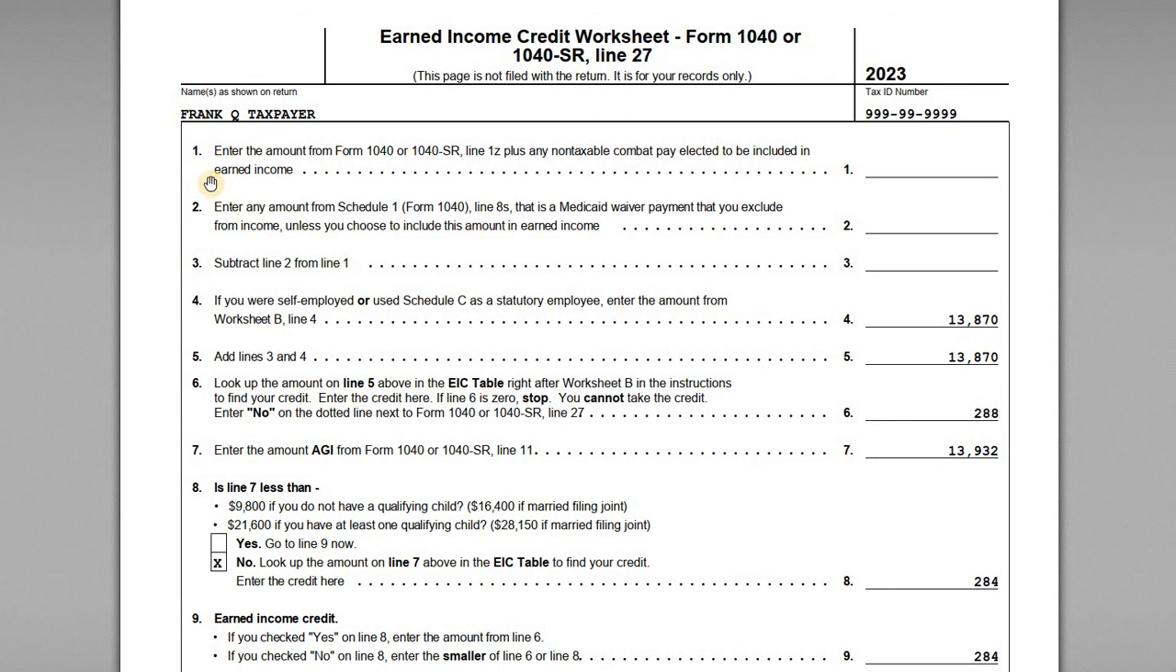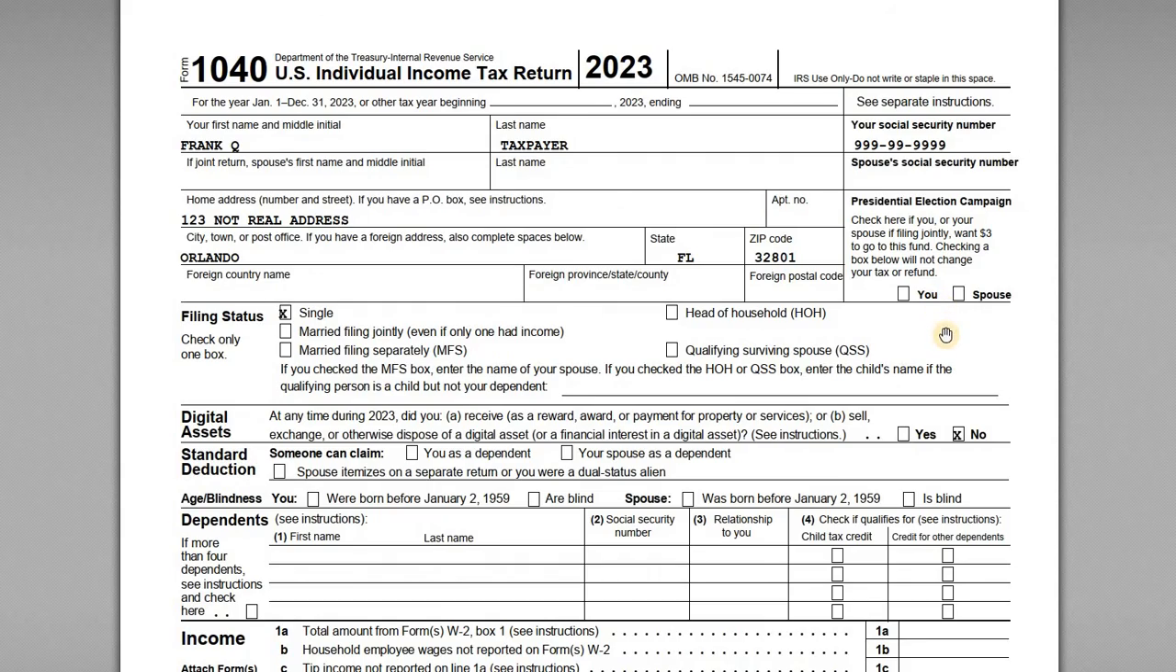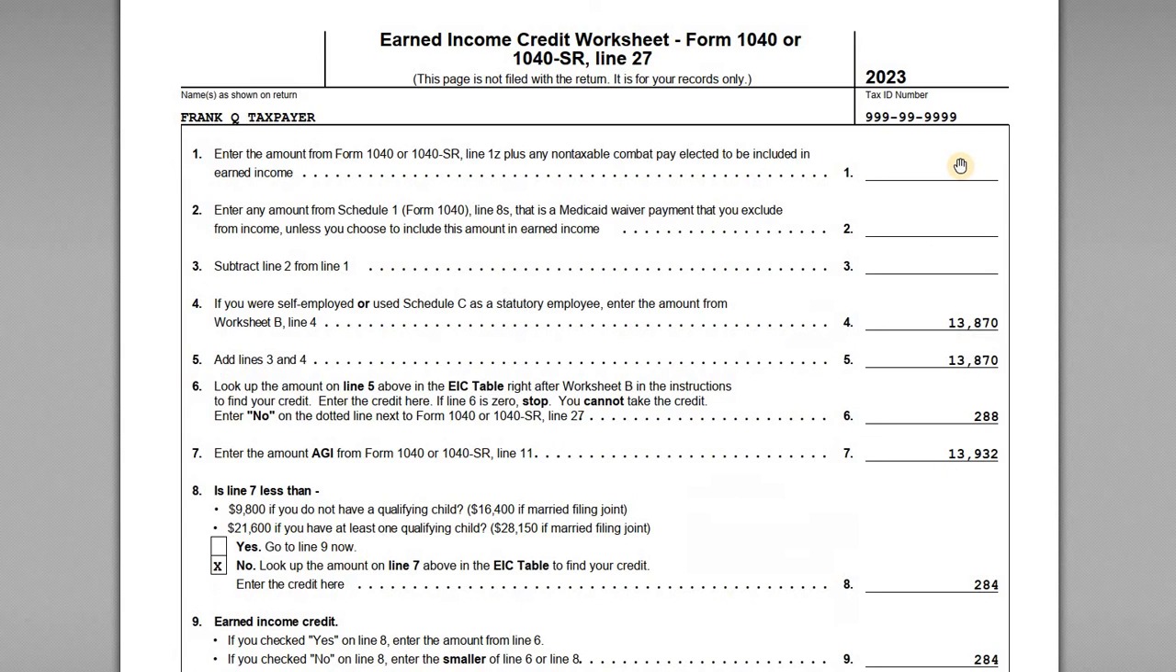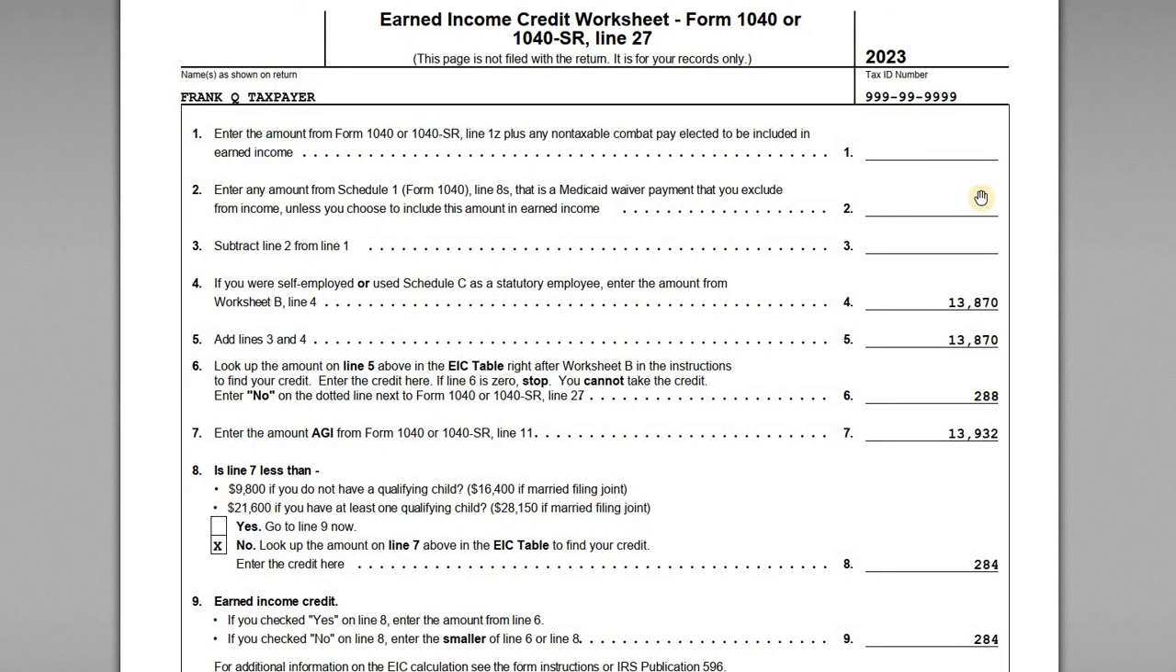But if we start with this worksheet, if we look at line 1, it's asking us to input the amount from line 1Z plus any non-taxable combat pay. Well, if we look at Frank's return, 1Z is a total of these items up here, 1A through 1H. Now, if you're an employee, you would have an amount reported on 1A for W-2 wages, but Frank doesn't have any items up here because he is self-employed, right? So that's why line items 1 through 3 are just going to be blank for Frank because he doesn't have anything up there that would apply to him.